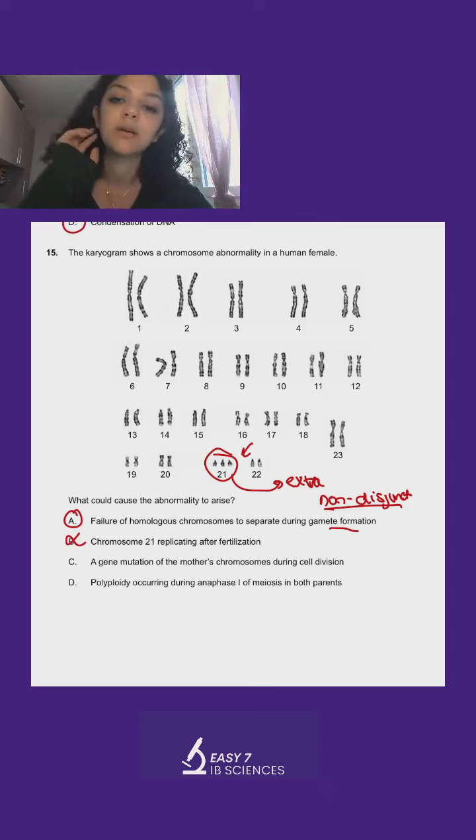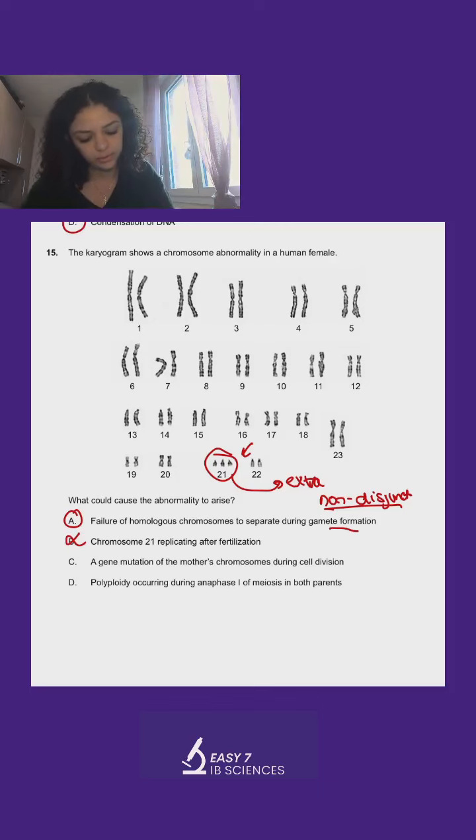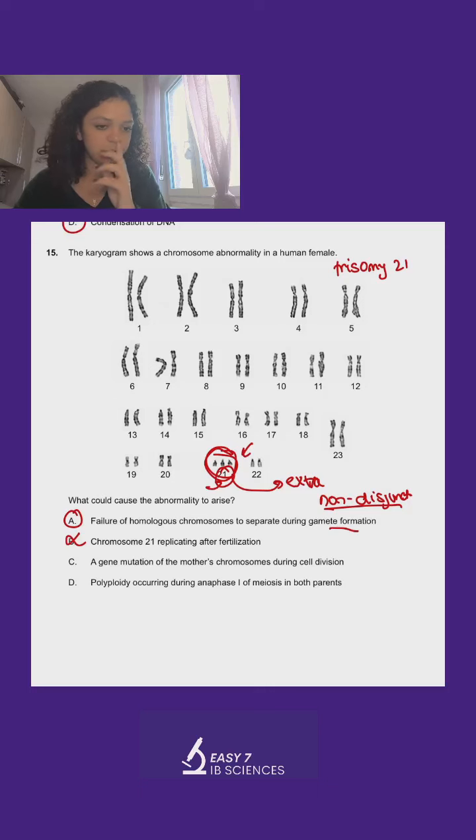And can anyone tell me what phase of meiosis this occurs? Is it prophase, metaphase, anaphase, or telophase? Bonus points. What is the scientific name? It's trisomy 21. Why is it trisomy 21? Because you have 3 chromosomes when you should only have 2 on chromosome 21. Very good. Someone says metaphase 1.